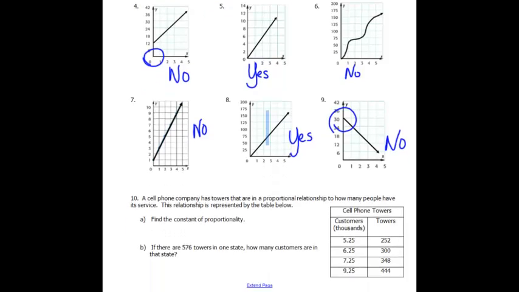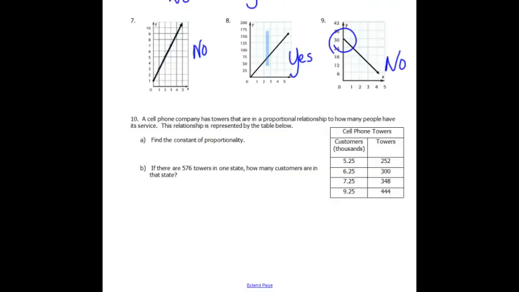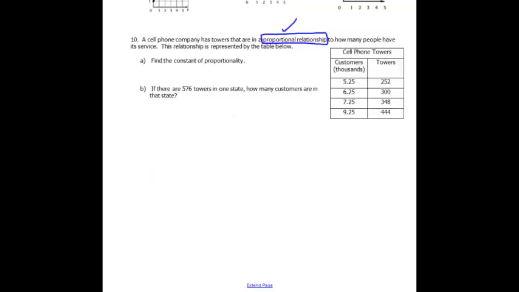Let's take a look at a word problem. A cell phone company has towers that are in a proportional relationship, so they're telling you that yes, in fact, this is proportional. It is represented by the table below. So find the constant of proportionality and then solve the problem. You should be able to find the constant of proportionality here. Why don't you pause and do that?